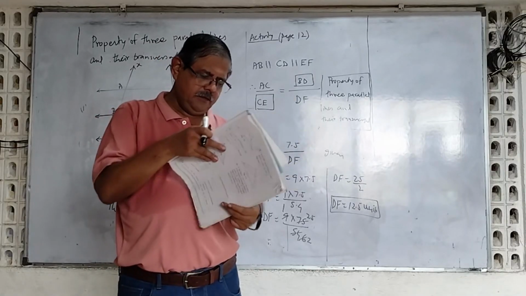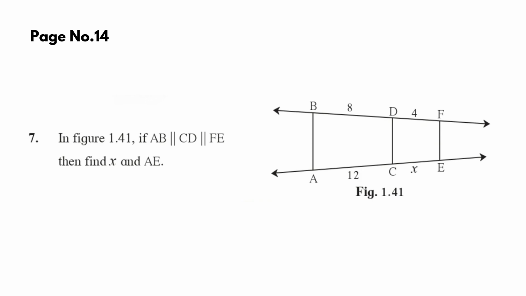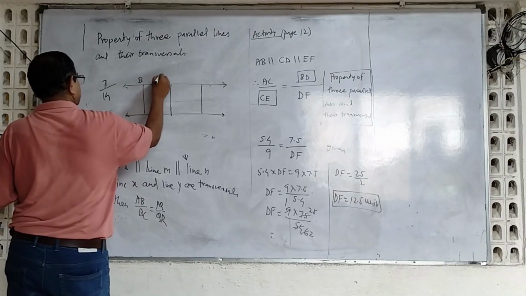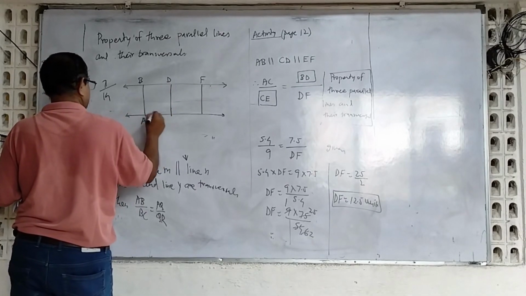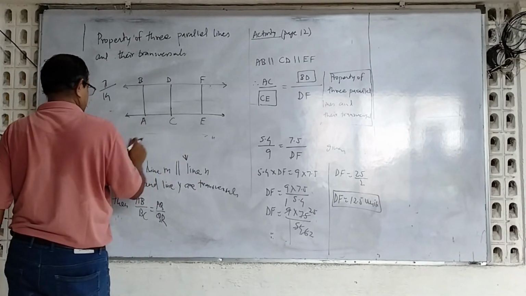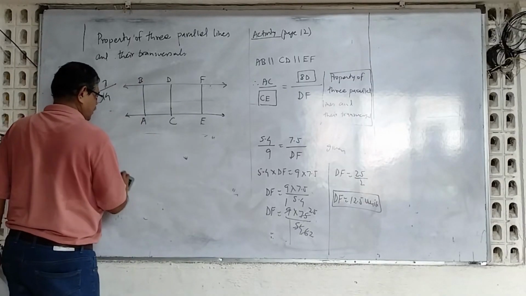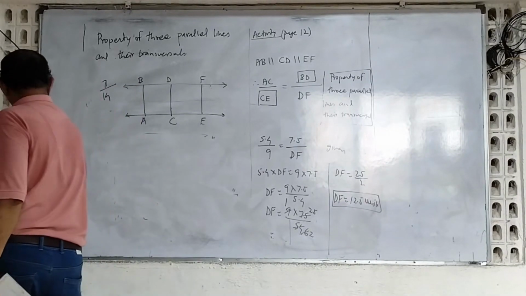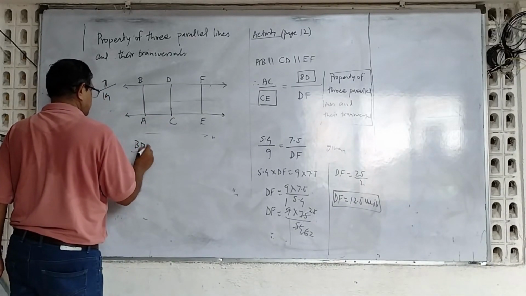You can try it yourself on page number 14, question number 7. Only thing, they are given the horizontal figure. So BDF and ACE. So the ratio will be what? We have to write the ratio of one transversal is equal to the ratio on the other transversal. On this transversal, what is the ratio? BD upon DF. No need to confuse.